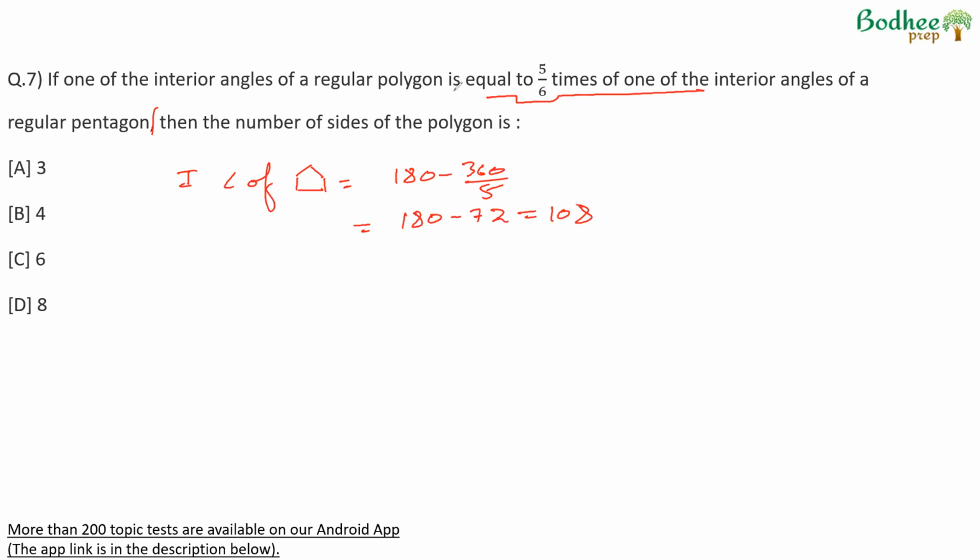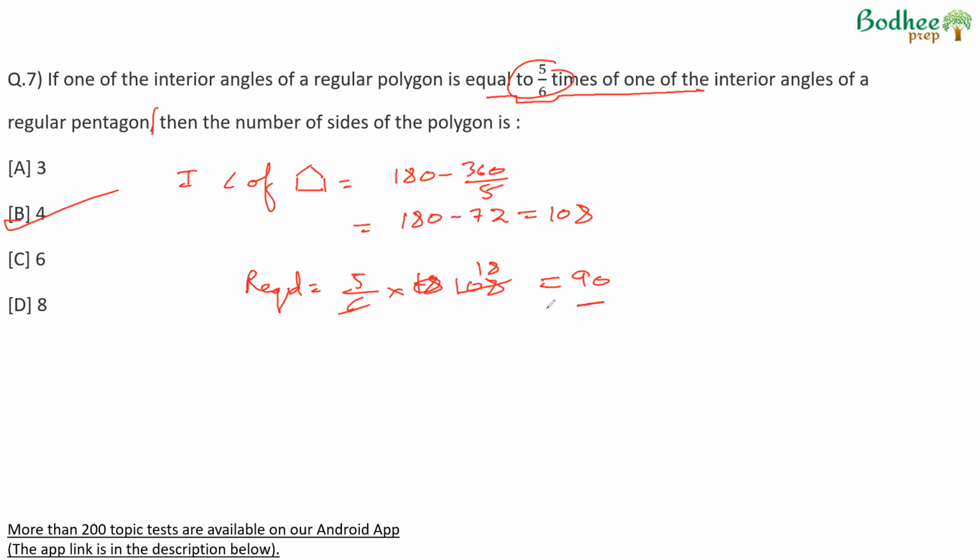Now the interior angle of the regular polygon is 5 by 6 times of this angle. So the required angle is 5 by 6 times the angle of a regular pentagon, which is 108. 6 18s are 108. So this becomes 90. Then the number of sides of the polygon is, with 90, the regular polygon has 4 sides, a quadrilateral. So B becomes my answer.